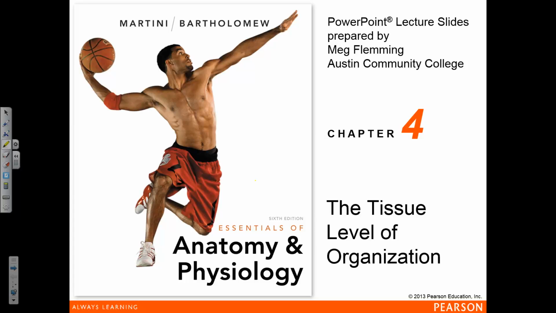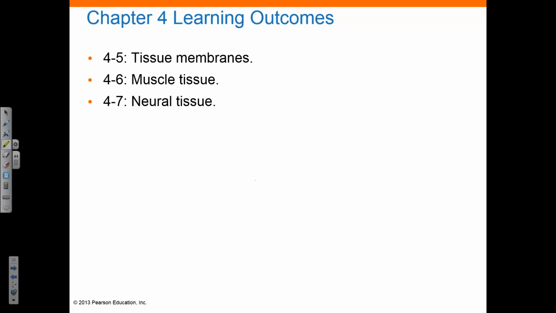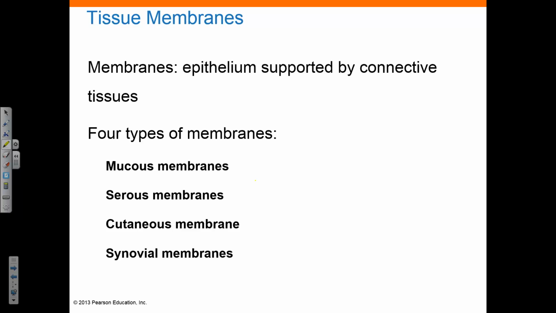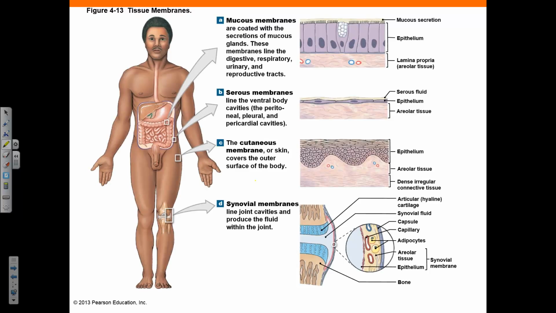This lecture will examine the tissue level of organization in the human body. This lecture segment, part 3 of 3, will cover the topics of tissue membranes, as well as discuss muscle and neural tissue. Tissue membranes line or cover parts of the body and serve as physical barriers. There are 4 types of tissue membranes: mucous membranes, serous membranes, cutaneous membranes, and synovial membranes.